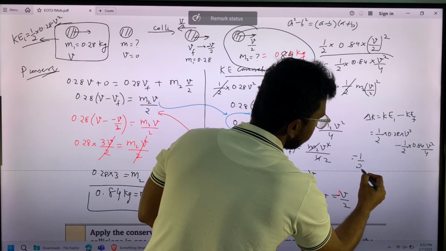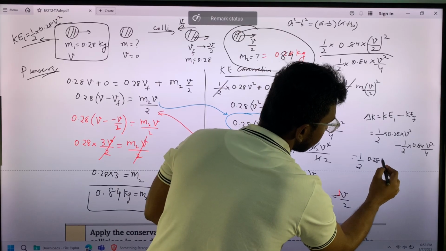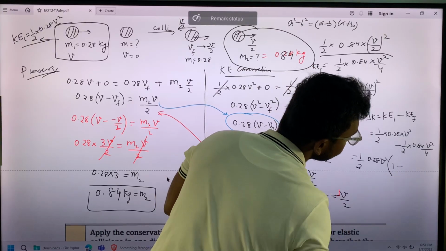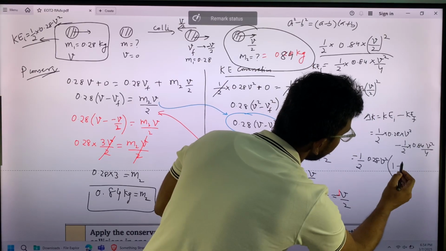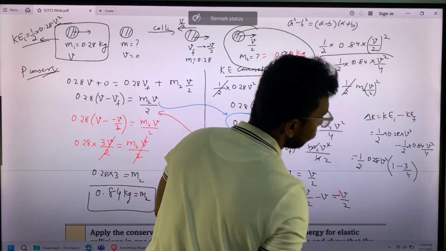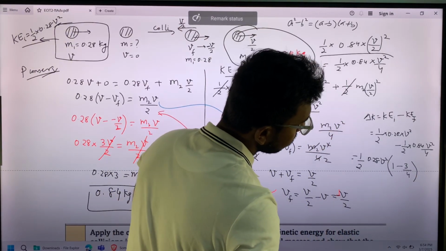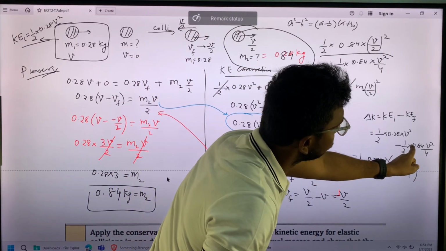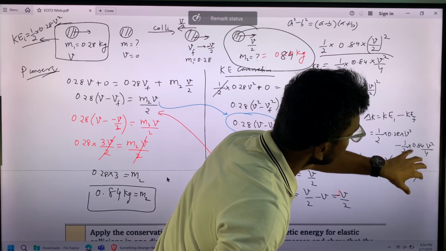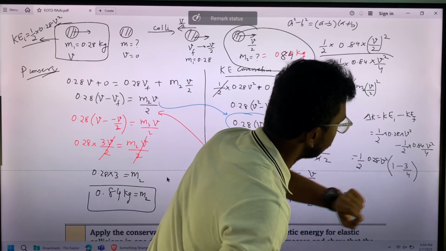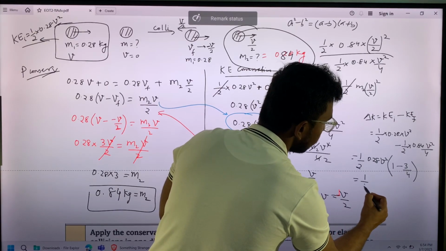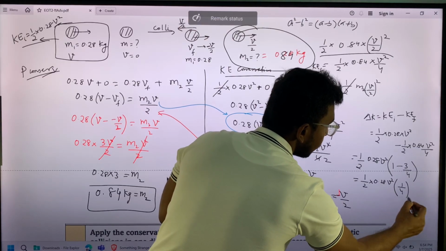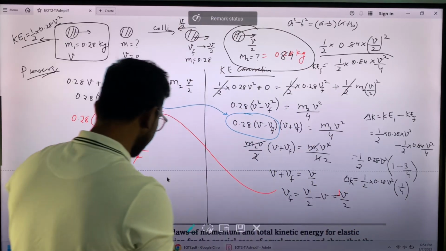Take things common, it will be easier. Half 0.28 will get common, v square will also get common. I am left with 1 minus 3 by 4, which is 0.25. You might ask how did I get 3 by 4? What I did is 0.84 is 3 times 0.28, so I wrote 3 times 0.28. I took 0.28 out. I am left with 3 by 4. 1 minus 3 by 4 is 1 by 4, so it is half times 0.28 times v square times 1 by 4. This is delta K, the change in kinetic energy.